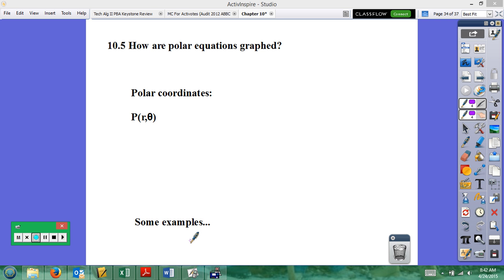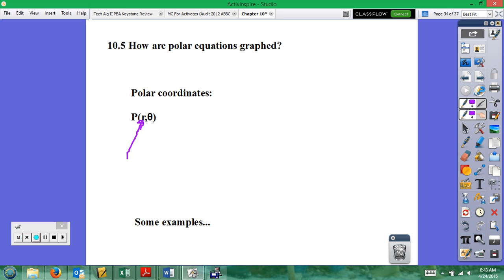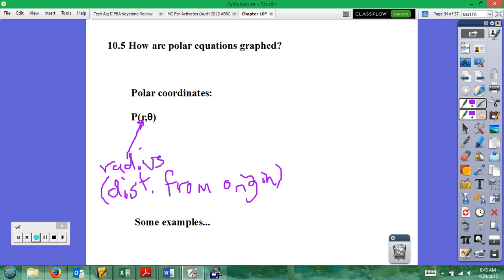So polar, think of like North Pole, South Pole kind of thing. When you see a polar graph, it almost looks a little like a globe to you. They're of the form r comma theta, and r is basically a radius, i.e., distance from origin, whereas the theta is, as you would guess, an angle.